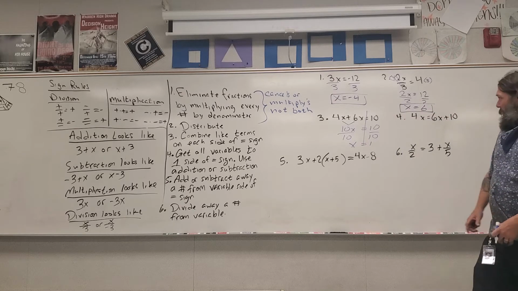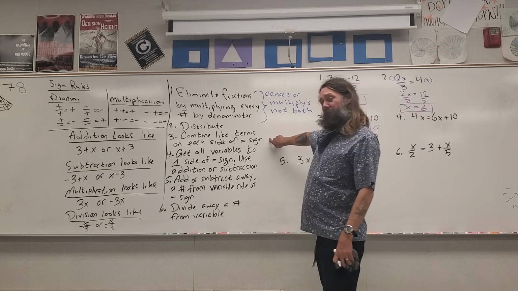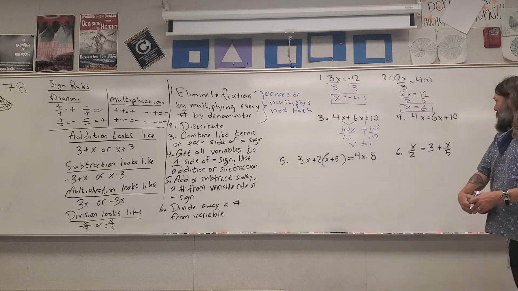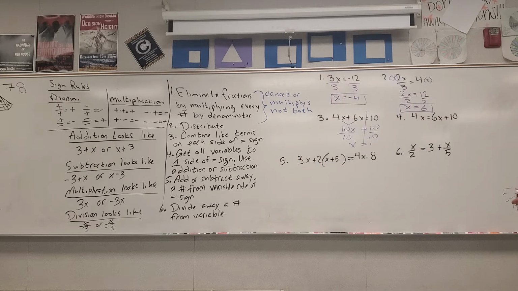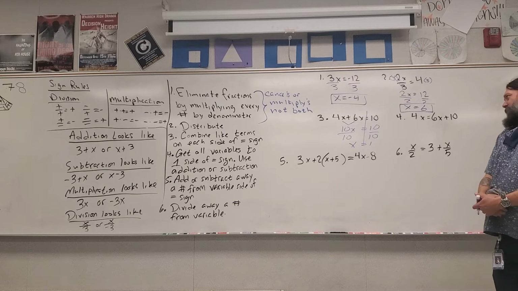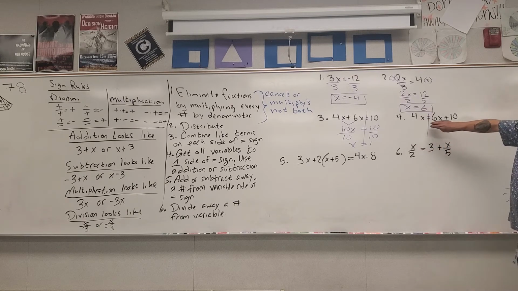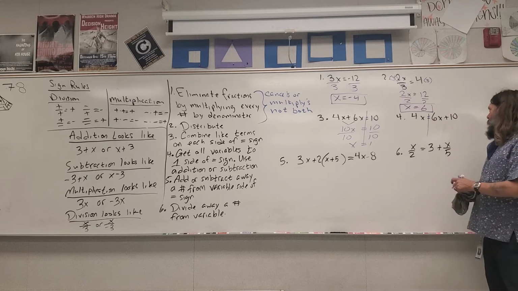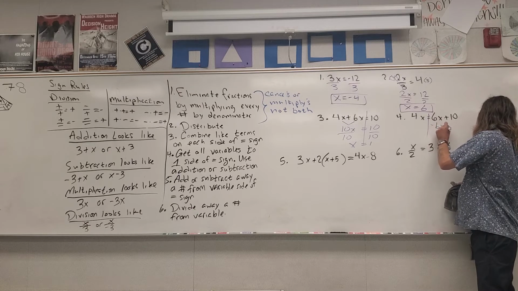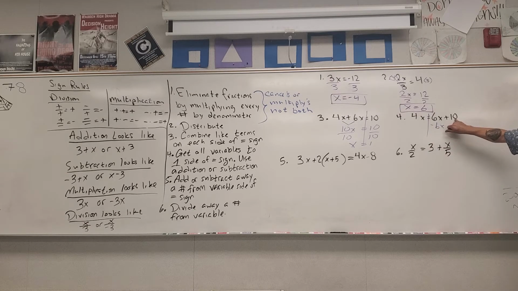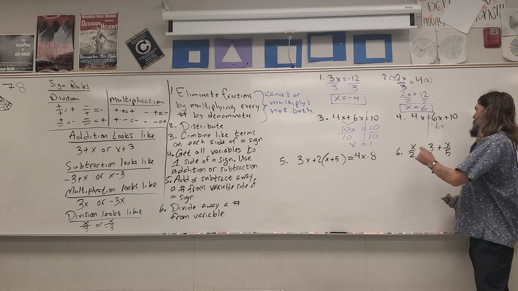Okay. So this problem, you use step 3. This problem, problem 4. I can't eliminate fractions. I can't distribute. I can't combine like terms on each side of the equal sign. They're on other sides. But I can use addition or subtraction to get them to one side. I'm going to subtract 6x.